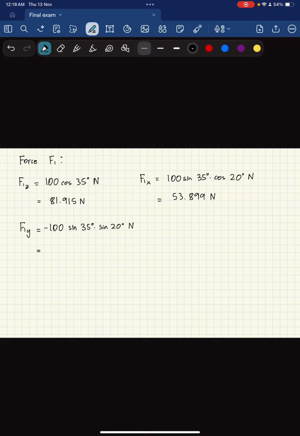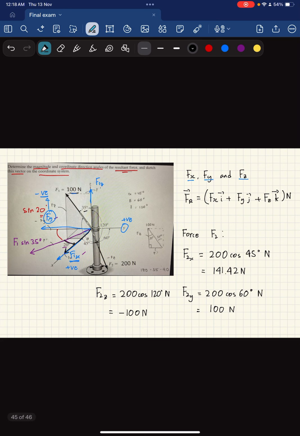So negative 19.617 Newtons. Actually, let me point a direction to be clear. F2x clearly is going in that way, that's the positive direction. F2y is clearly going that way, that's the positive direction. And here, this arrow would show that it's going in the positive direction, but unfortunately it's showing negative. That means it's opposite, which in this case is going downwards. So that's why I put it downwards.